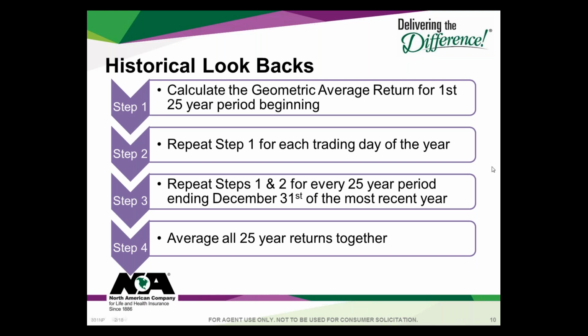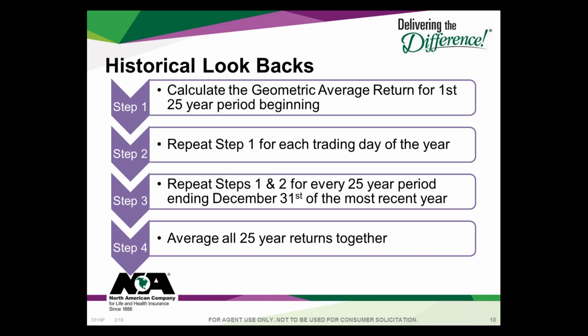That's how we come up with our historical lookbacks, the maximum illustrated rate: we have a series of 25-year returns over a 65-year period. All of those data points come to over 10,000 different numbers. We average all those together, and that's how we come up with our historical lookback.